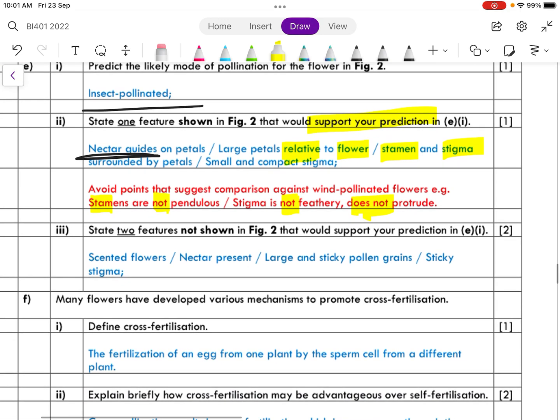Third part, state 2 features not shown in figure 2 that will support your prediction. So what can you not see but will also help in insect pollination? If it is scented, if there's nectar as a reward. The pollen grains also you cannot really see, but usually they're large and sticky. And the stigma is sticky, so they can catch the pollen grains. I like to point out that when we say scented, it need not be nice smelling. It could be bad smelling also. Both could attract pollinators.